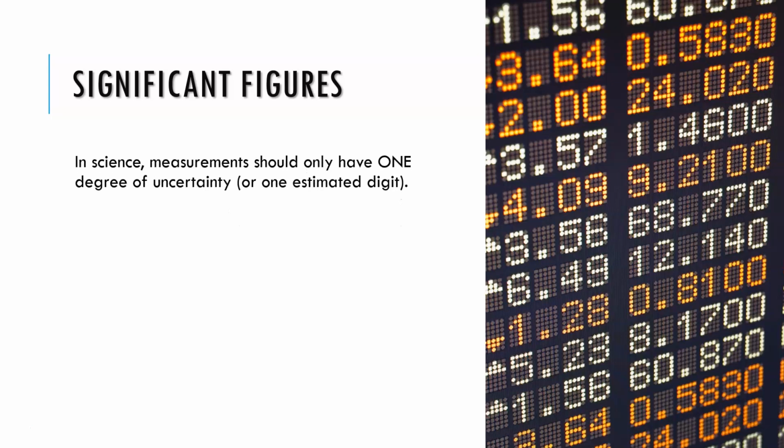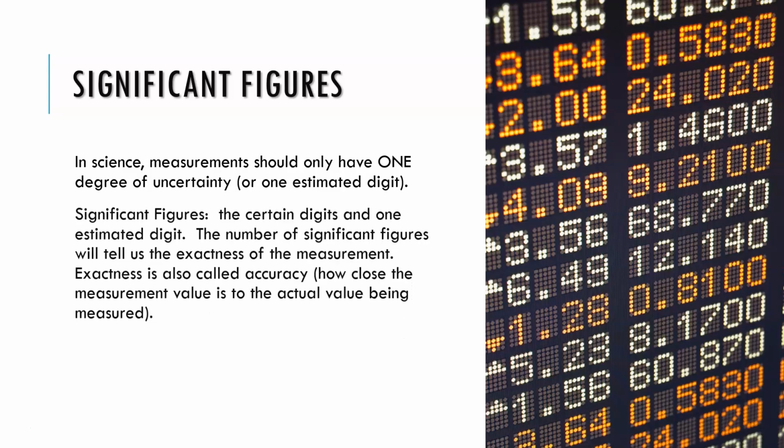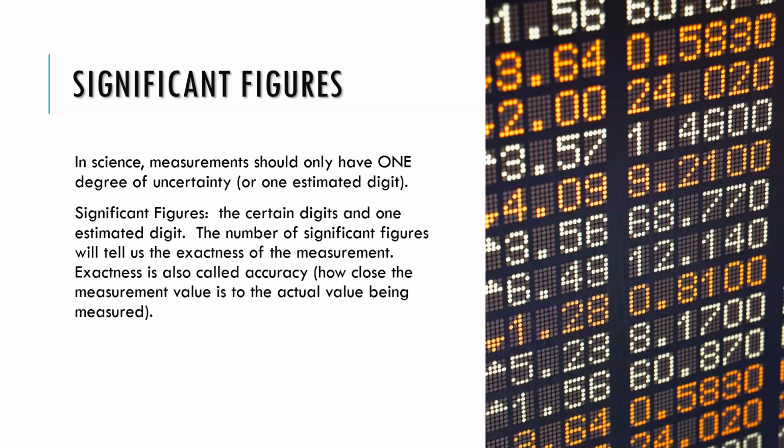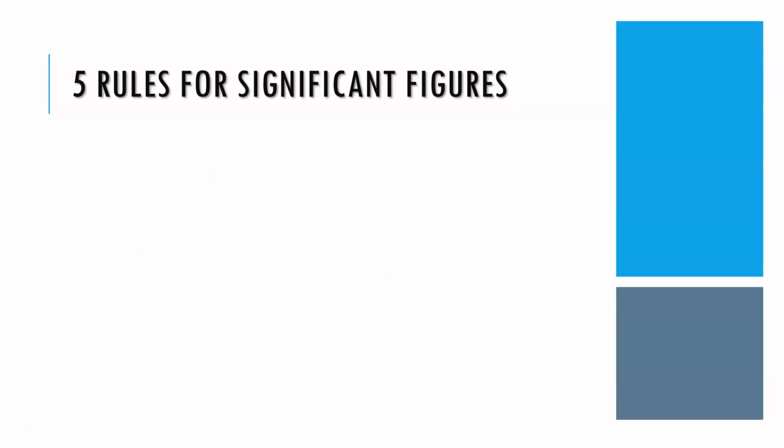So in science, measurement should only have one degree of uncertainty, meaning only one estimated digit, one digit that we aren't certain of. So significant figures are the certain digits and that one estimated digit. The number of significant figures will tell us the exactness of the measurement. Exactness is also called accuracy, how close the measurement value is to being the actual value measured. So essentially, significant figures allow us to report our numbers accurately. We aren't being more specific than we can be, but we also aren't being less specific than we can be.